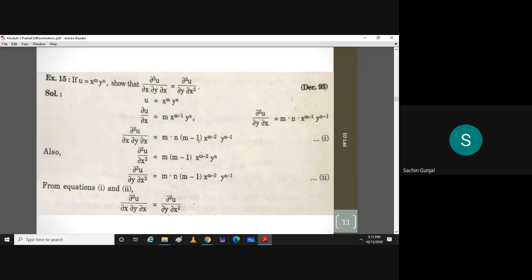All right. Now lastly with respect to y. So differentiate this thing with respect to y. So m minus 1 x raised to m minus 2 are constants, and derivative of y raised to n is n y raised to n minus 1. Now you can check that both these things are same. All right. So note it down.